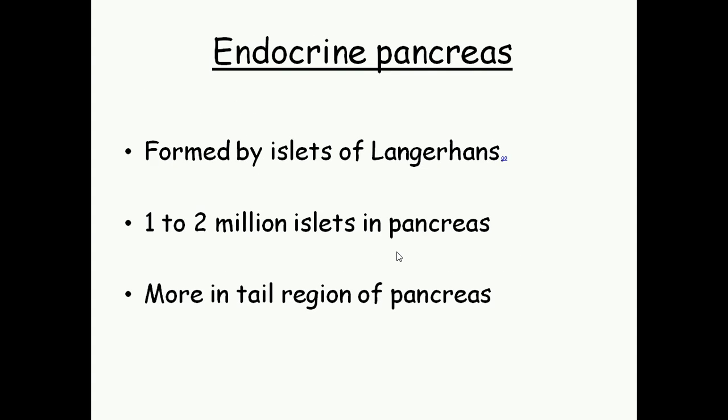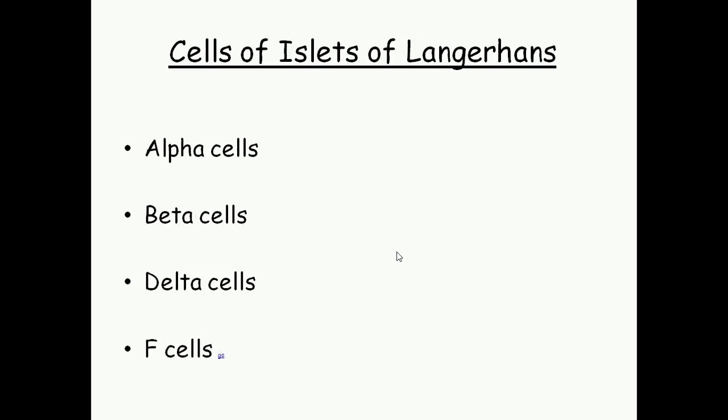Coming to the endocrine pancreas, it is formed by the islets of Langerhans, 1 to 2 million islets, seen closer to the tail of the pancreas. If you take a section from the tail of the pancreas and look, you will see groups of islet cells, the islets of Langerhans. They are more in the tail and are confined to the endocrine secretion, mainly insulin and glucagon.